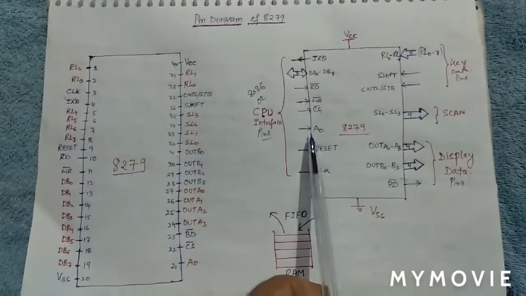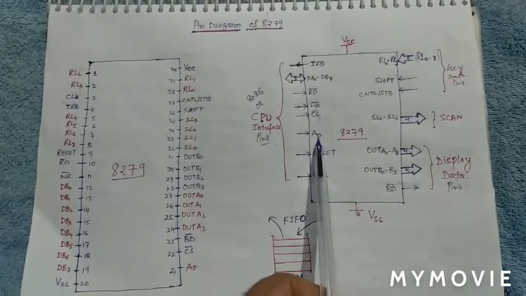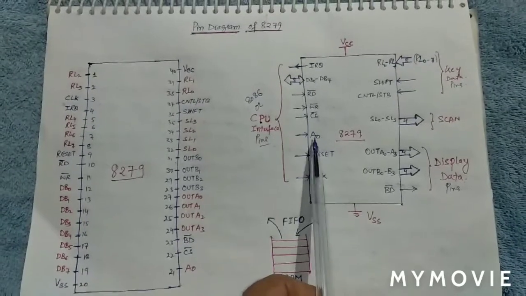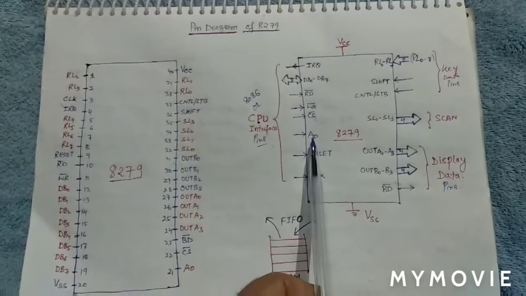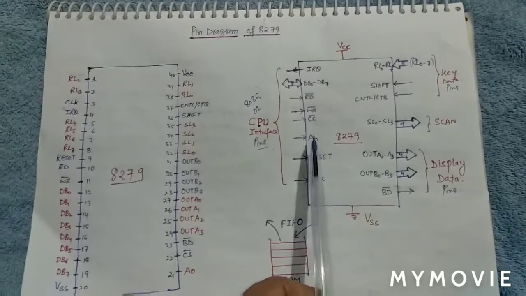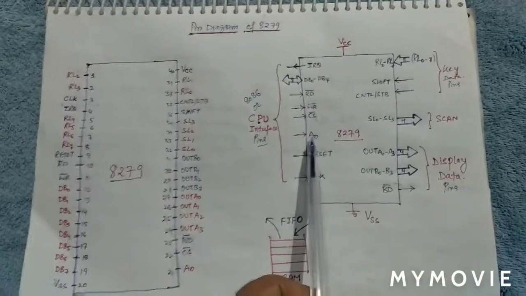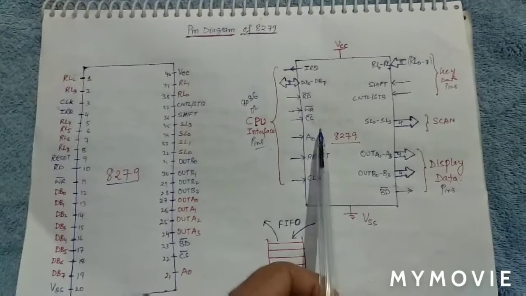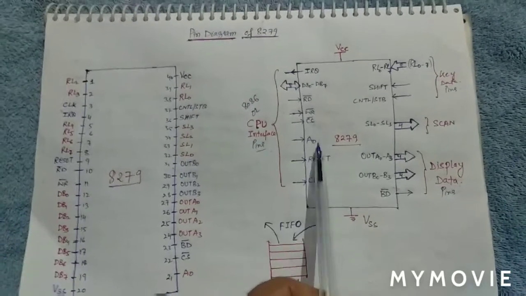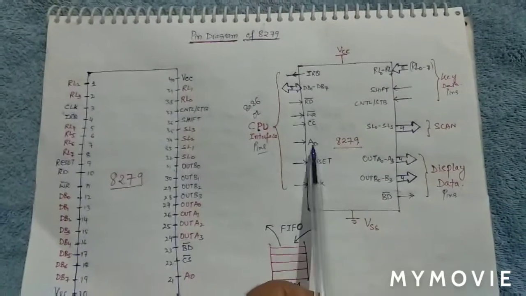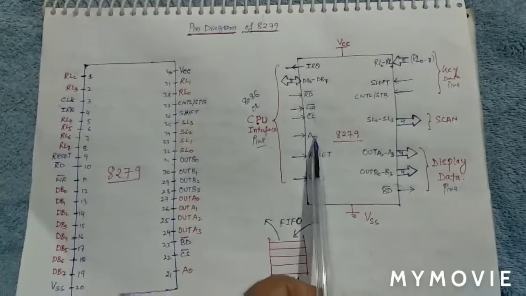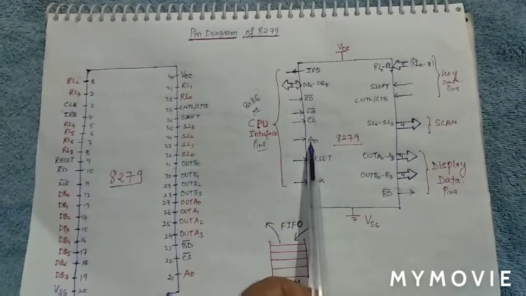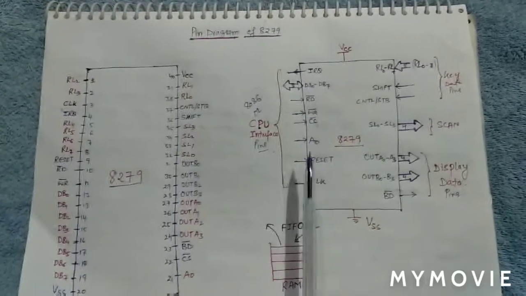The next pin is the A0 pin. The A0 pin performs two different functions at two different states. In its high state, the A0 pin controls the status signals. In its low state, it controls the data transfer. So this pin controls two functions.